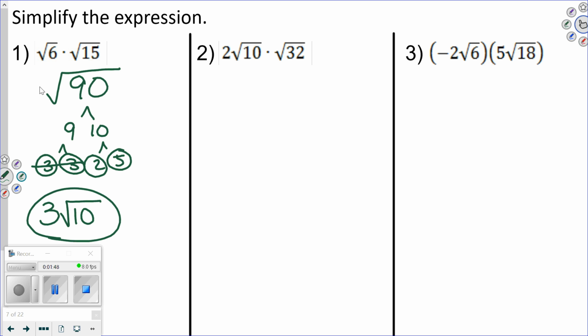We multiply. Thank you. So I have outside numbers, just like when we were doing all our exponent stuff, right? Those outside numbers, they multiply. So negative 2 times 5 is negative 10. And then we have radical numbers, so we're going to multiply those. What's 6 times 18? 108.